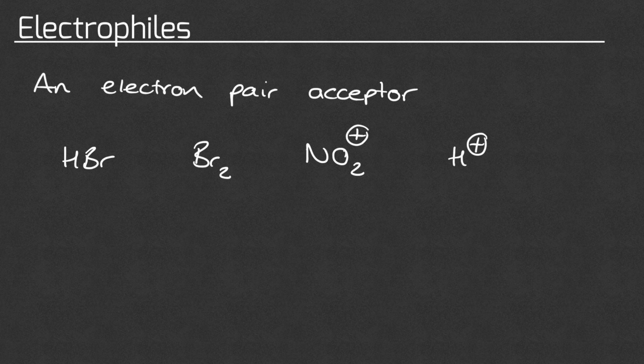These are some of the common electrophiles you'll come across in A-Level Chemistry. You'll notice some of them have got positive charges, which makes sense if they want to accept a pair of electrons, which will be negative, but not all of them do. These two electrophiles, where we've written the X, could be replaced with any halogen. So for example, HCl, HF, HI, or Cl2, I2, F2 would work in exactly the same way as HBr and Br2.